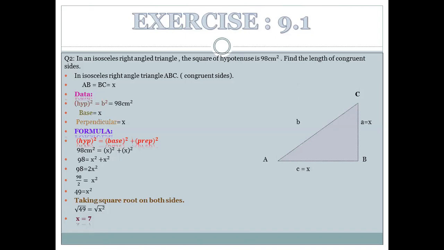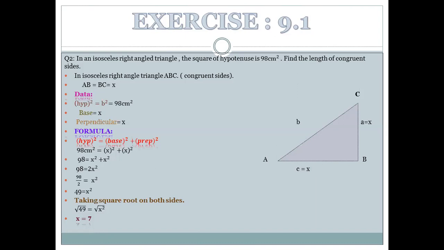The square of the hypotenuse is 98 centimeter square. Now keep it in your mind that the square of the hypotenuse is already given. So no need to take the square of the hypotenuse when you are solving this question. Find the length of the congruent side. Congruent means equal side. I told you that isosceles means in which two sides are equal. Congruent and equal, they both have the same meaning.